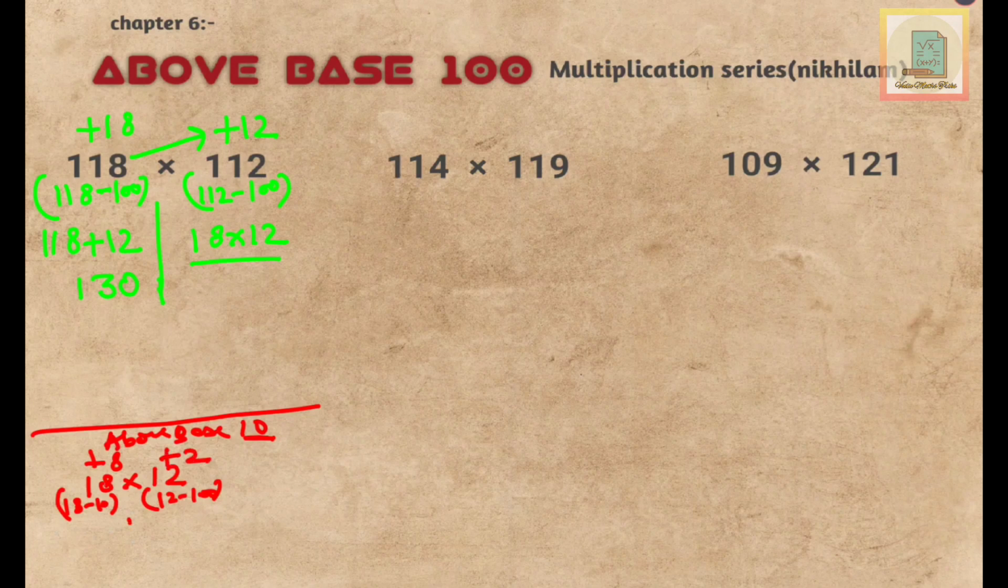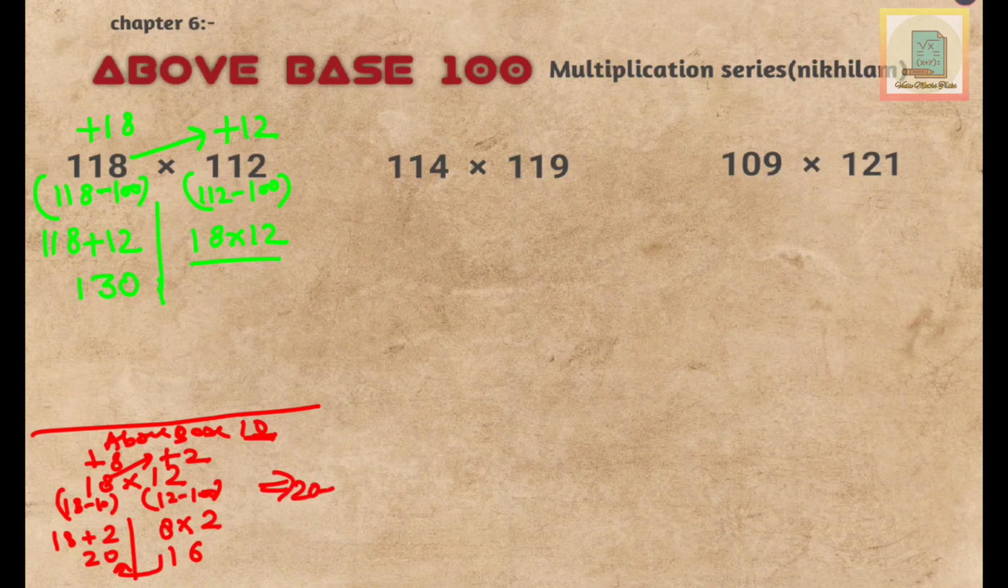Now make a partition. First number plus the second deviation, so 18 plus 2, and here multiply the deviations in the second partition, which gives you 8 multiplied by 2. So 18 plus 2 gives you 20, and 8 multiplied by 2 gives you 16. Since the base is 10, we need to have a single digit in the second partition. So this one will go and add up here.